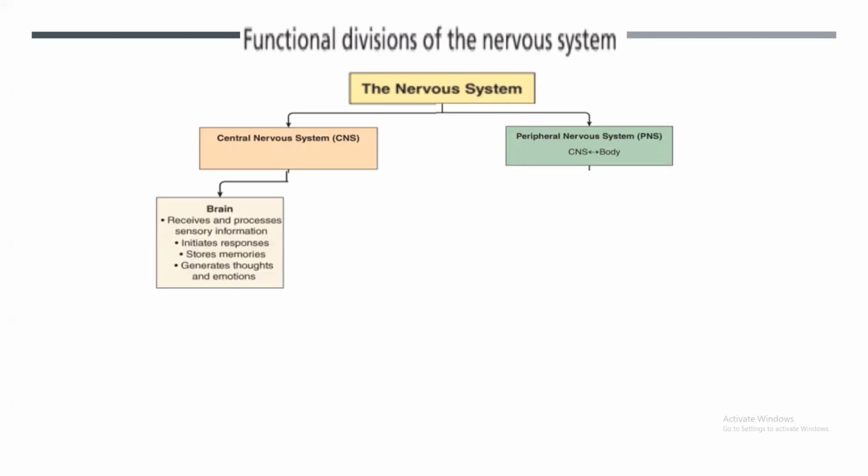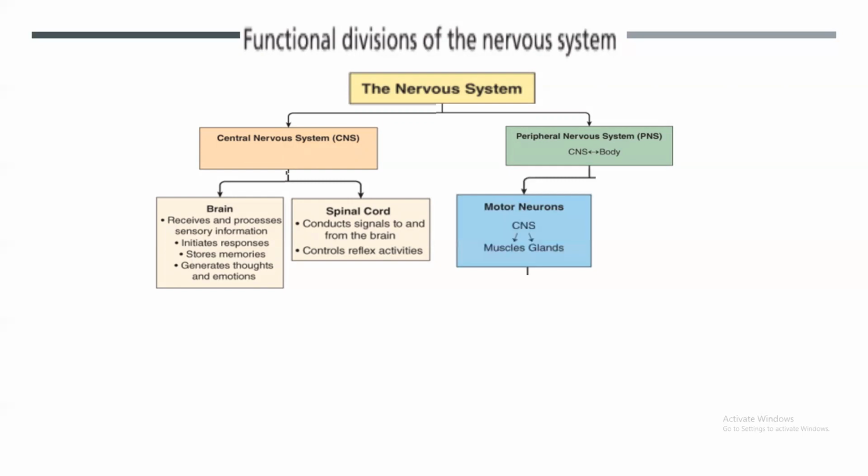The central nervous system includes the brain, which receives and processes the sensory information, initiates responses, stores memories, and generates thoughts and emotions. It includes the spinal cord, which conducts the signals to and from the brain and controls the reflex activities. The peripheral nervous system is connected between the CNS and the whole body.